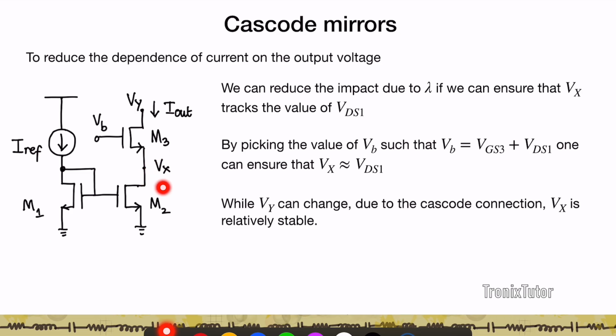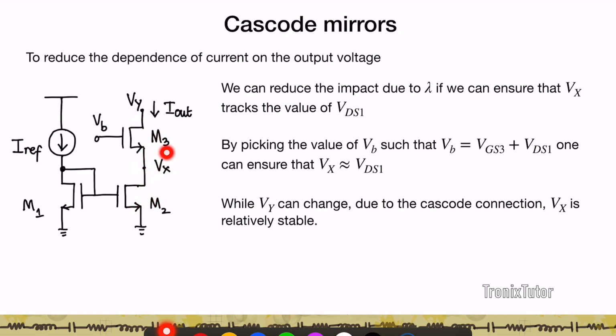Therefore, I need to find a way by which the output voltage of the M2 transistor stays close to the VDS of the first transistor. That I can do by connecting this transistor M3 in such a way that the bias voltage of M3 can be selected so that this VB can be VGS3 plus VDS1. So I can pick the bias voltage of M3 such that this Vx remains at VDS1, right? And so in such a case you're going to have this current which is relatively insensitive to the output voltage.